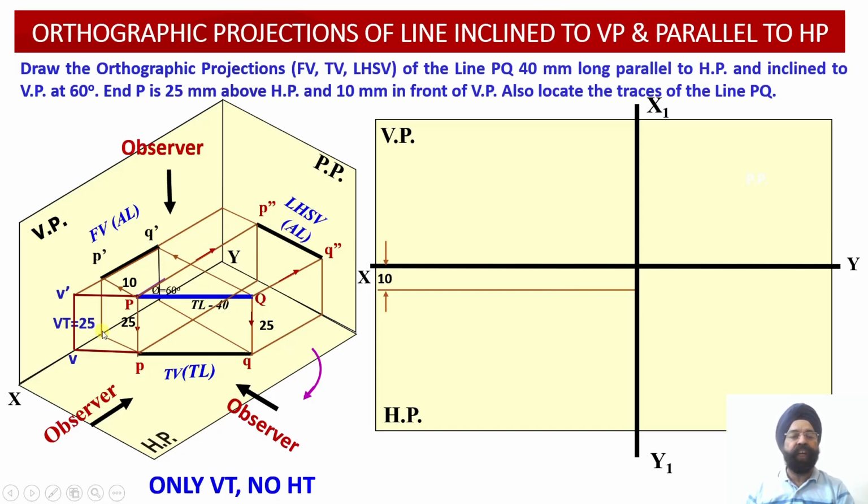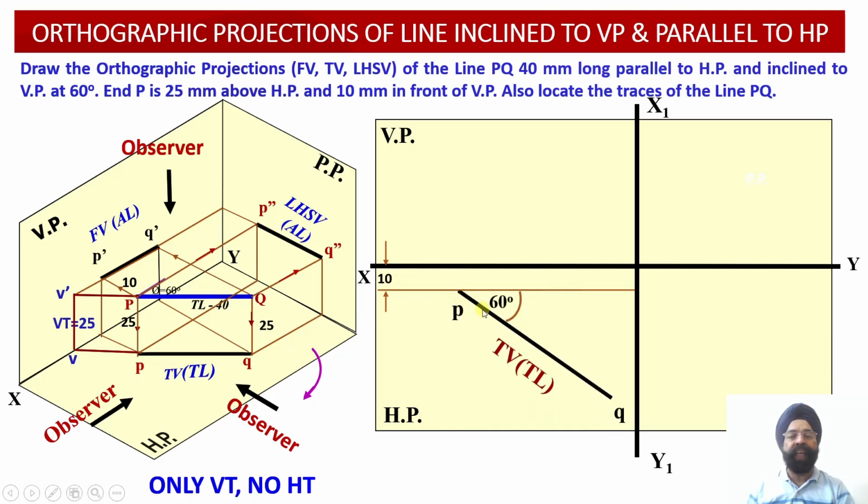We know the coordinate location of the point P. Point P is located 25 millimeter above the horizontal plane and 10 millimeter in front of the vertical plane. This 10 millimeter in front of the vertical plane, we have drawn 10 millimeter below the XY reference line. Why? Because this horizontal plane has to be rotated in the clockwise direction. So this distance of 10 millimeter in front of the vertical plane will be translated to a 10 millimeter distance below the XY reference line. So we have marked this distance 10 millimeter below the XY reference line.